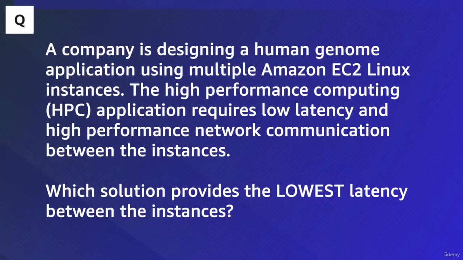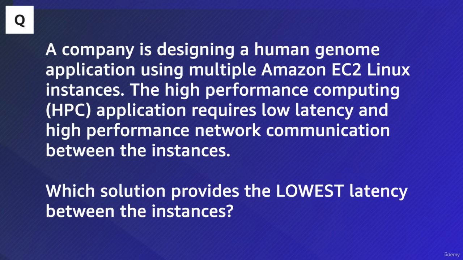A company is designing a human genome application using multiple Amazon EC2 Linux instances. The high-performance computing application requires low latency and high-performance network communication between the instances. Which solution provides the lowest latency between the instances?